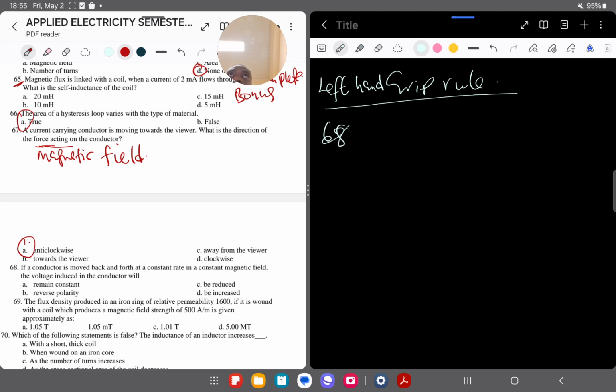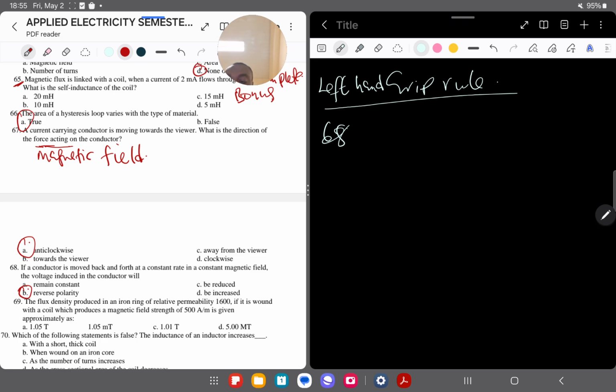If I'm moving a conductor back and forth, moving first forward means the voltage will be positive. When you move back again, you get negative. So you'll have positive and negative, back and forth. So the induced voltage is supposed to reverse polarity. So the answer for this is B.